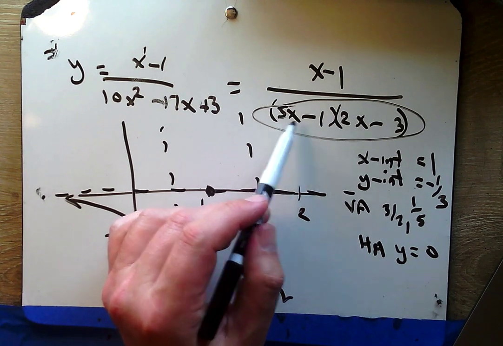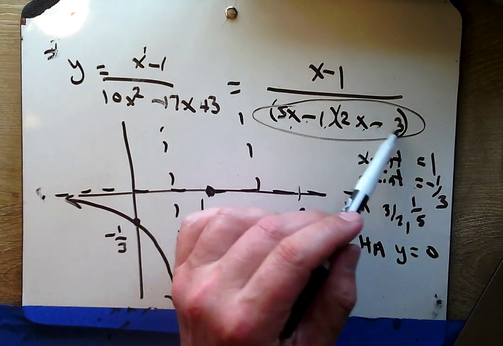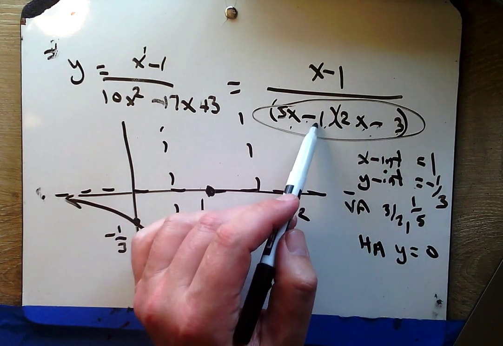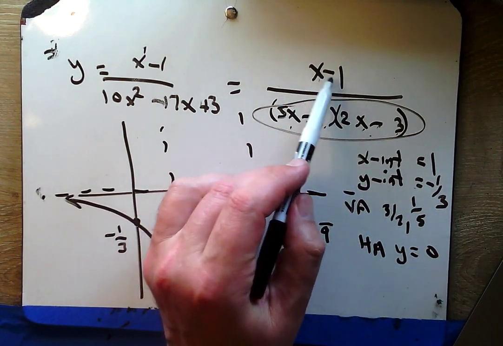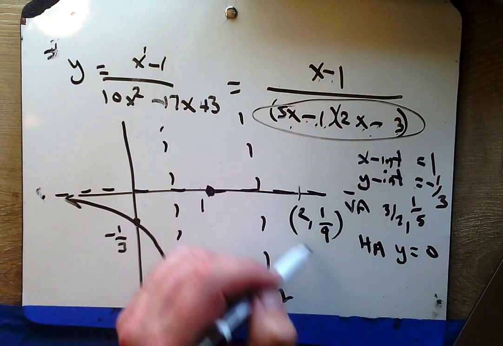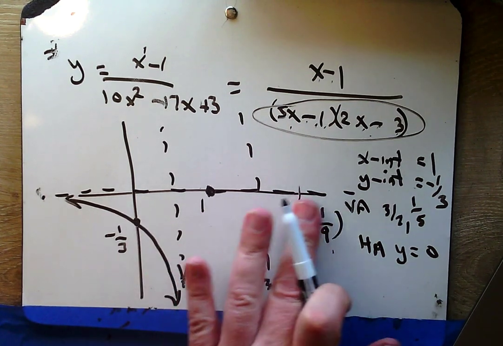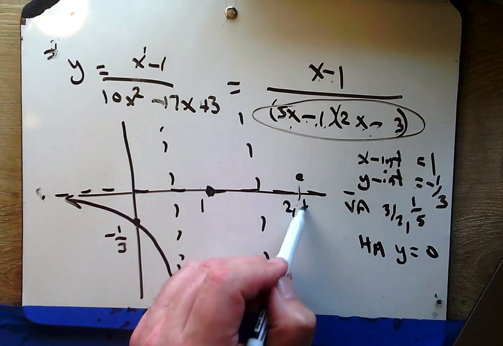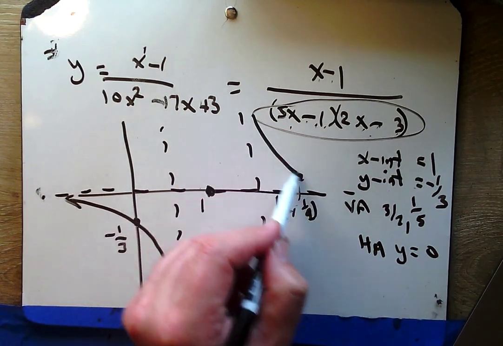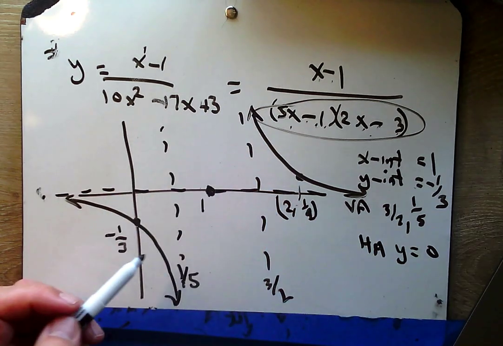So 10 minus 1 is 9. 4 minus 3 is 1. 1 times 9 is 9 on the denominator. And what about up top? 2 minus 1 is 1. Well, there we go. We've got 2, 1/9. Because that value is positive, I'm up here with 2, 1/9. And my graph bends to the asymptotes.